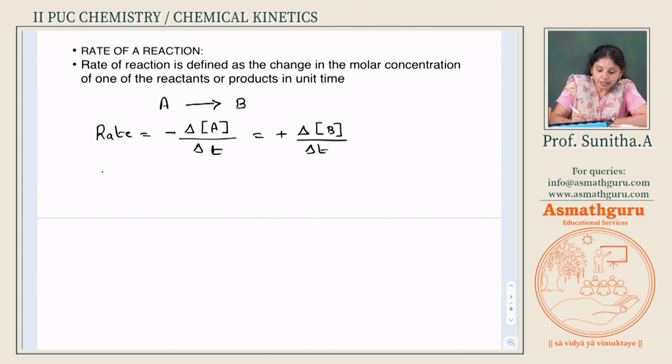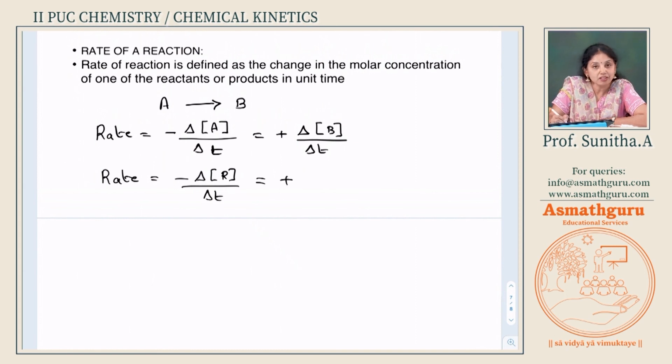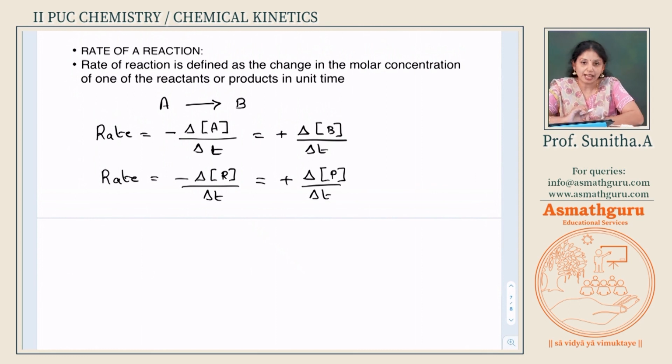So, we can also write it generally as rate of the reaction is equal to minus delta active mass of reactant R by delta T, that is equal to plus delta active mass of P by delta T, where R will become the reactant, P will become the product. This is how we represent the rate of the reaction. So, we have to proceed later with how to determine this rate of the reaction by experimental observations. That is for the next class.